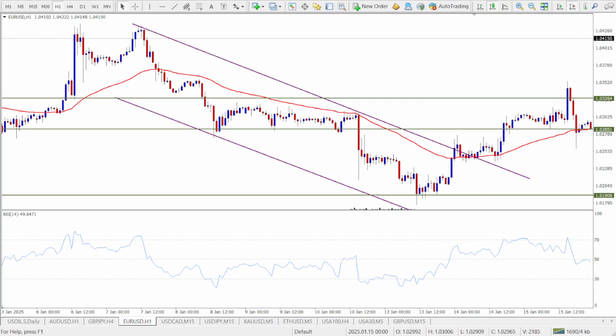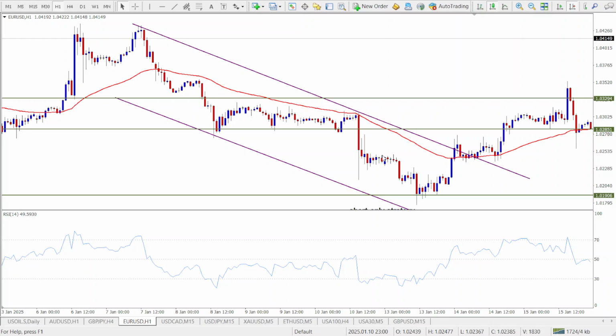Now let us talk about managing your trades once they are active. One of the best practices for short only strategies is to trail your stop loss. It's important to trail your stop loss as the price moves in your favor. This helps you to lock in profits while giving the trade enough room to breathe.